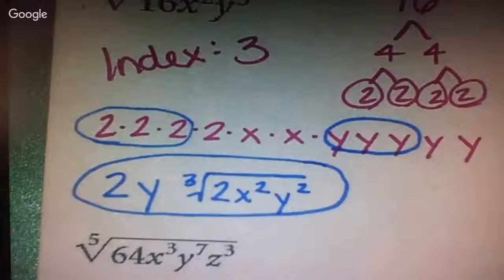Because it's 2 times x, which makes it 2x squared, and y times y makes that y squared.